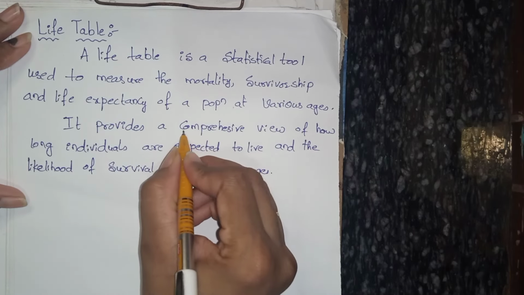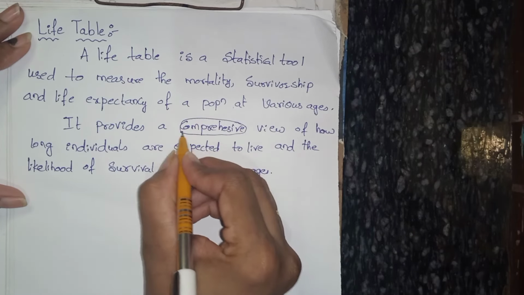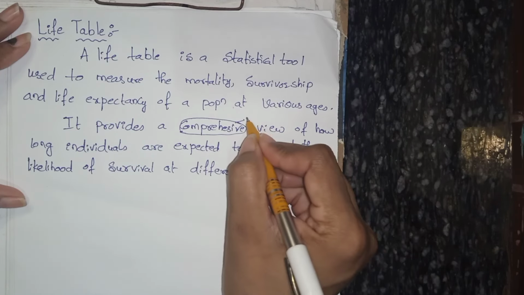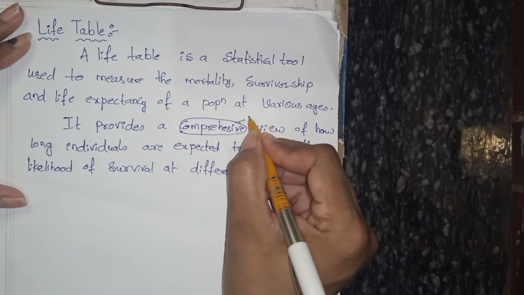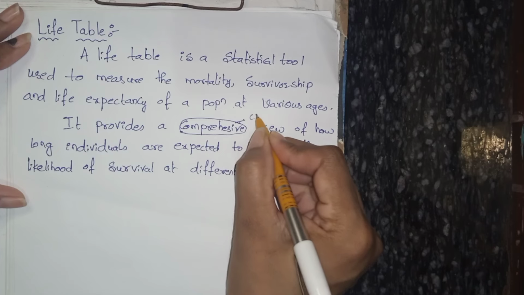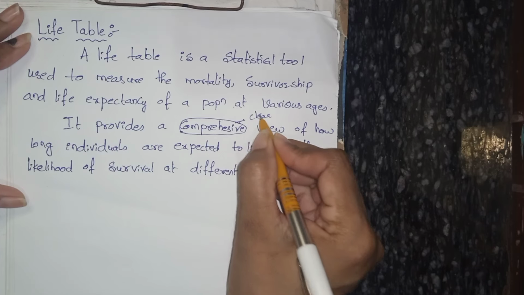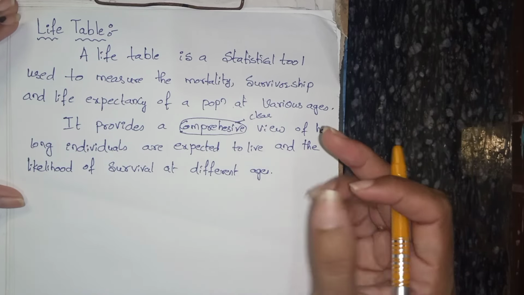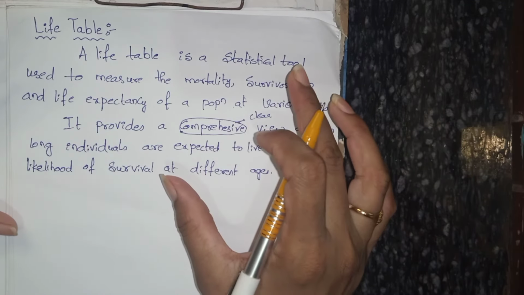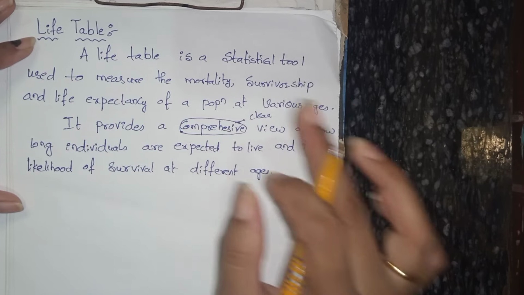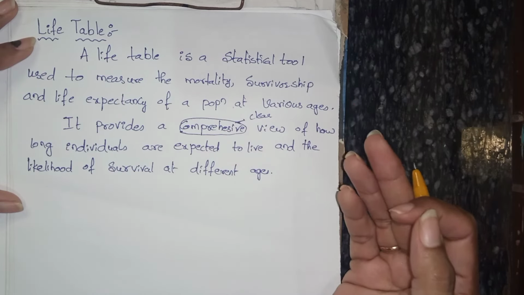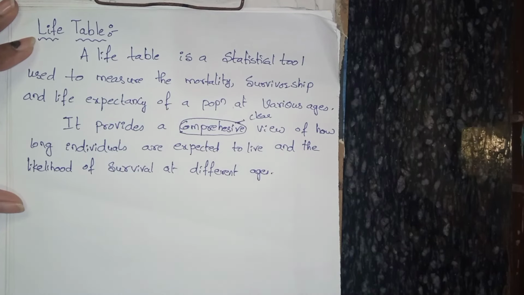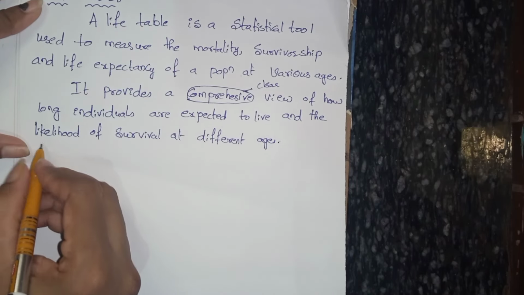Comprehensive view in the sense is a clear report, we can say. Clear view, that means everything it contains. Clear picture. Comprehensive view means it contains all the elements which are needed. That is called a comprehensive, clear picture, which contains everything.